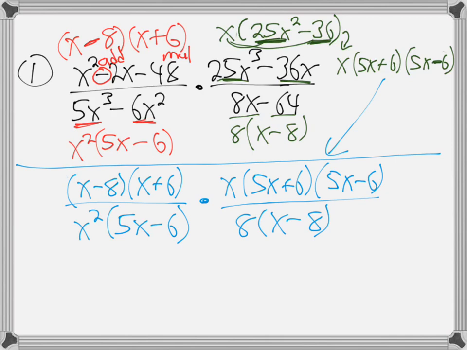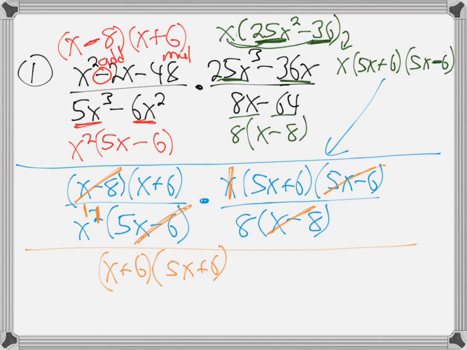And then what do we do now? Cancel out. So 5x minus 6, 5x minus 6. Anything else? X minus 8, x minus 8. And this x cancels one of these, leaving x to the first, huh? Is that good? So what are we left with? We're left with x plus 6 on the top, 5x plus 6 on the top, on the bottom, 8x. 8x. And there we go.